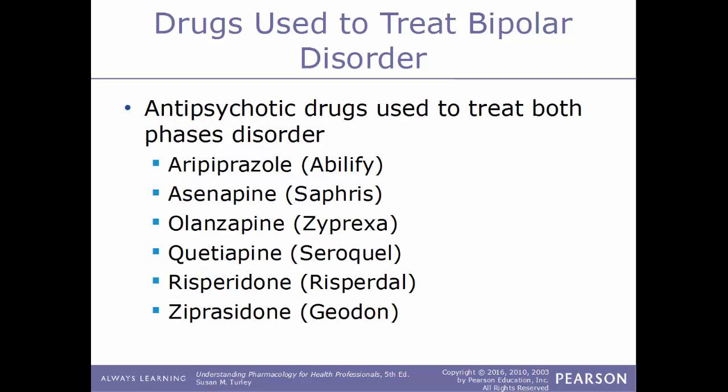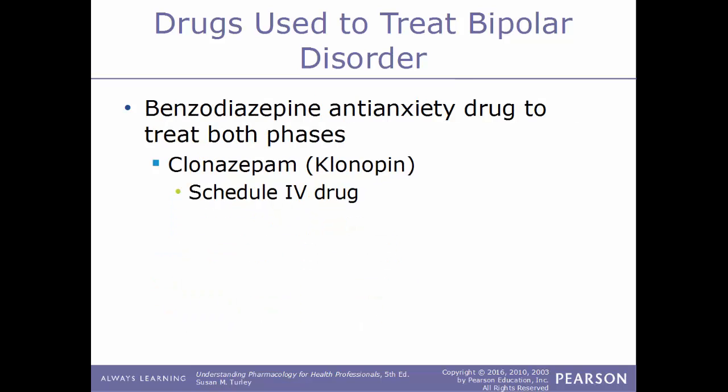All right, some examples of the antipsychotics that are used to treat both phases: aripiprazole, also known by the name Abilify; asenapine, also known by the trade name Saphris; olanzapine, also known by the name Zyprexa; quetiapine, also known by its trade name Seroquel; risperidone, also known by its trade name Risperdal; and ziprasidone, known by its trade name Geodon. Some examples of a benzodiazepine anti-anxiety drug that treats both phases: clonazepam, also known by its trade name Klonopin, and this is a Schedule IV drug.